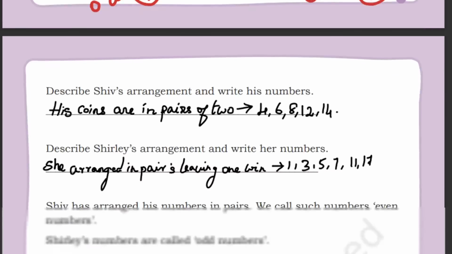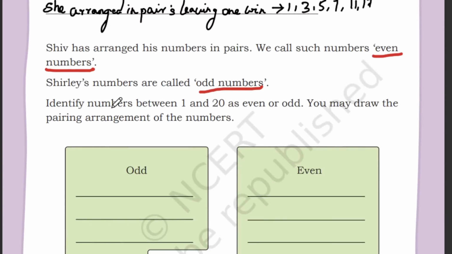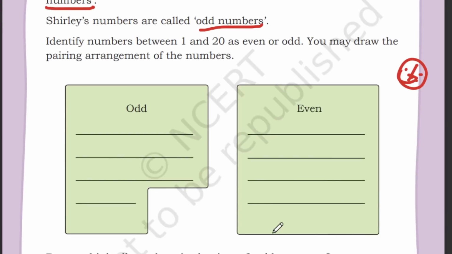So these are odd numbers. Identify numbers between 1 and 20 as even or odd. You may draw the pairing arrangement of the numbers. Here we have been given odd and even. Important question for your exam, students. This one. We need to fill this table.